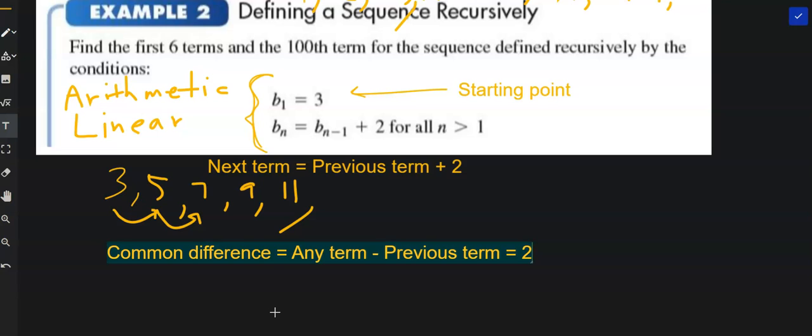Now, common difference. What is another word for common difference? It's a 5-letter word. It starts with the letter S. Not sequence, plus those are little shiny things on the grid. Sparkle? No. No, I need a 5-letter word that starts with an S. Something to do with the linear function, folks. Slope. That's what we need. The common difference is the same thing as the slope.